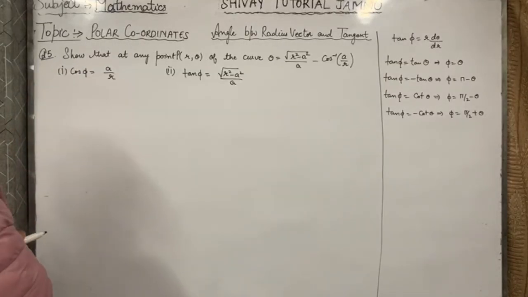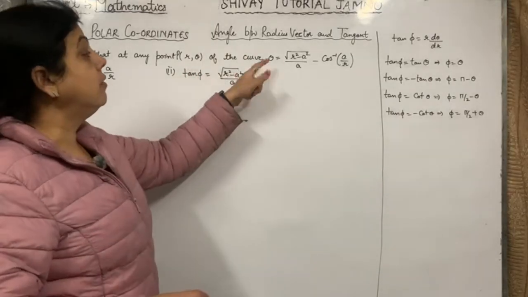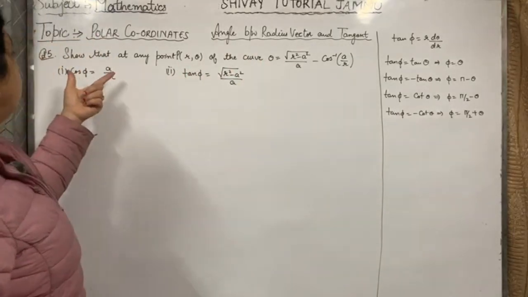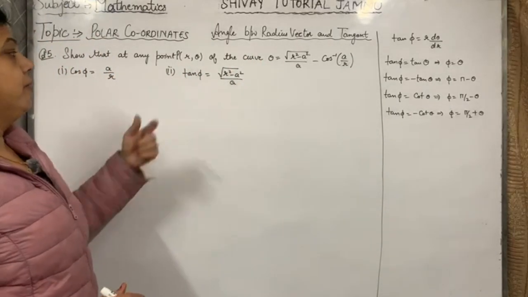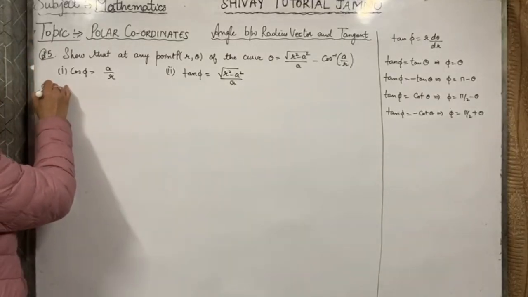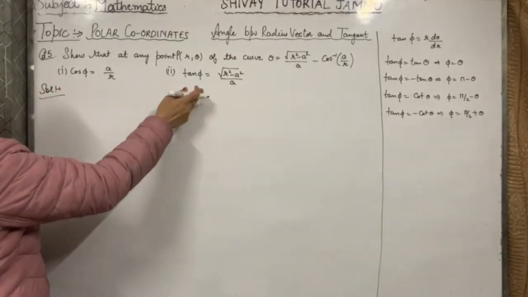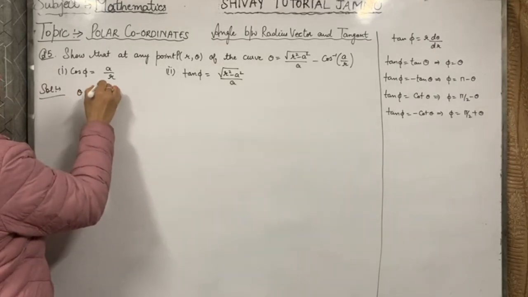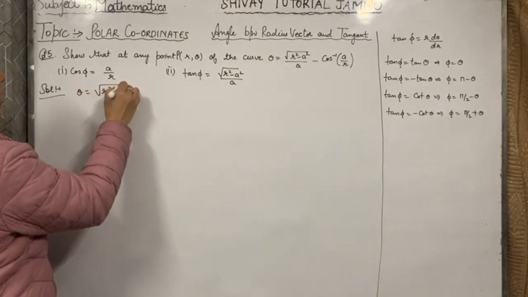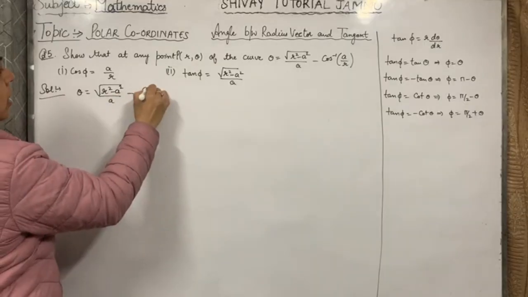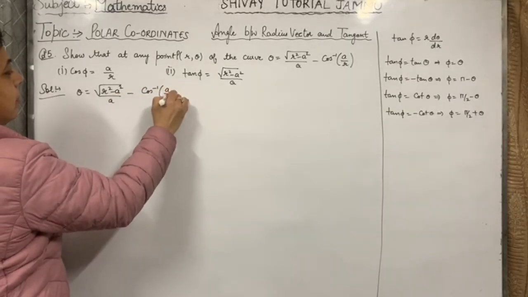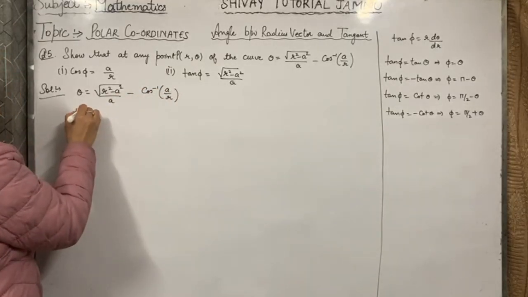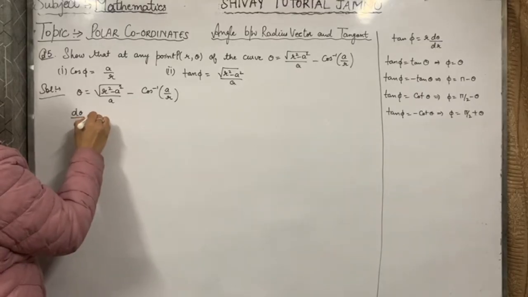Next, show that at any point P(r, theta) on the curve, we have to prove cos phi and tan phi. Firstly, we will find tan phi. Then after this, we will find cos phi. Theta is root r square minus a square minus a cos inverse a upon r, divided by a. Differentiate with respect to r.